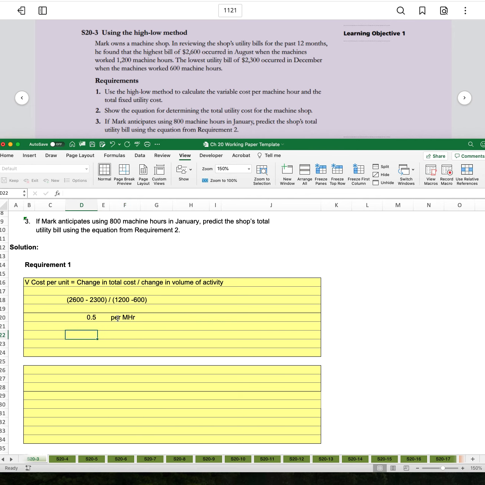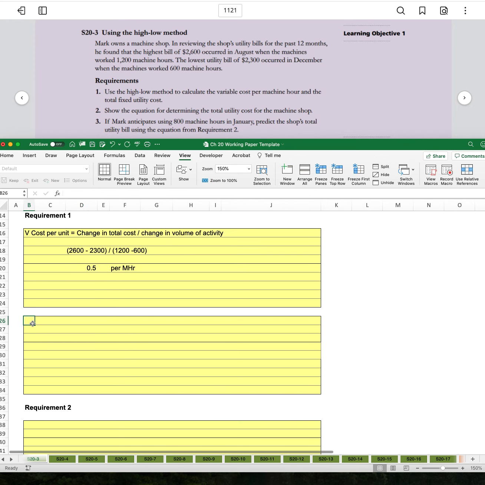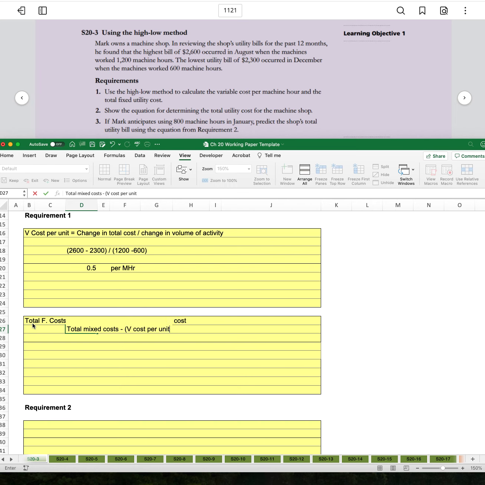And so then for our total fixed costs, we will say the total mixed cost minus the total variable cost. And we could break that down even further to say the total mixed costs minus the variable cost per unit times the number of units.